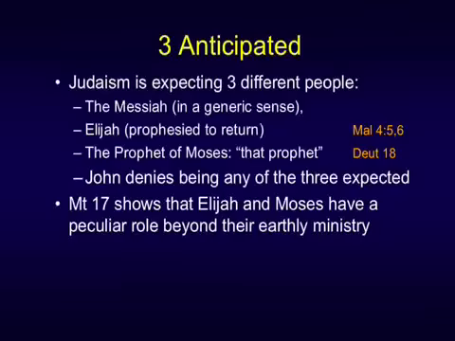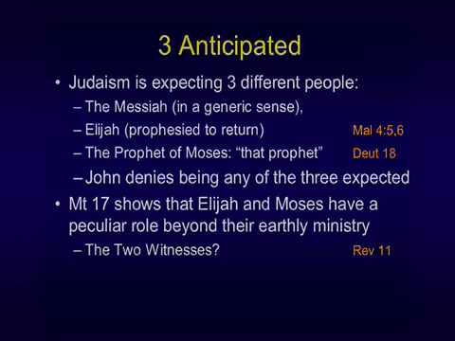It's interesting that Matthew 17 we'll encounter at the Transfiguration involves both Elijah and Moses present there that Peter sees. In fact, all three of them see there. And so we believe that Elijah and Moses have a ministry beyond their earthly ministry, and we suspect it's described in Revelation chapter 11, that they might very well be the two witnesses that are there pictured.